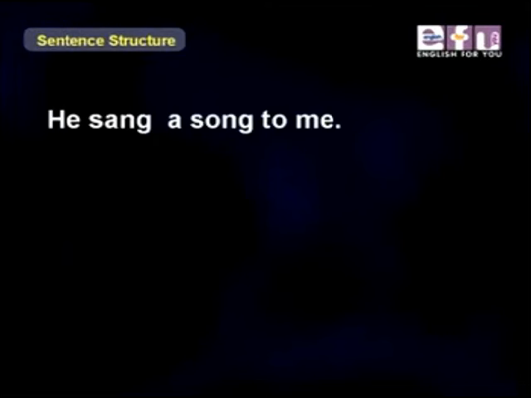Well, many sentences can also have indirect objects. These objects refer to things or people that benefit from an action. They can come after the verb or they can follow a preposition at the end of a sentence. Let's look at some.